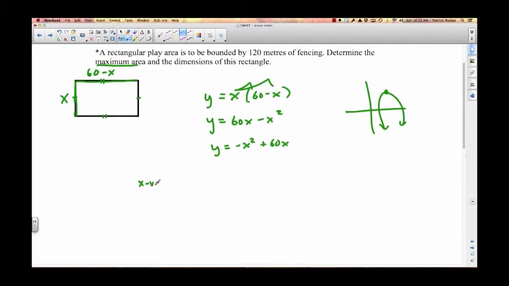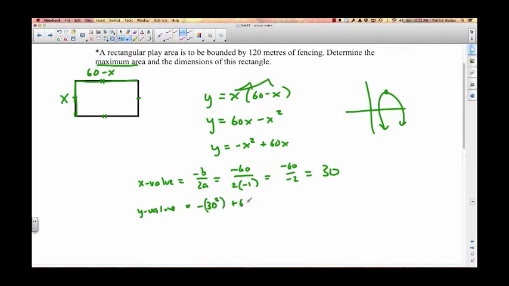So the x value of the vertex is equal to negative b over 2a. b is 60, so negative 60 over 2 times, what's the a value? Negative 1. So you get negative 60 over negative 2, which equals 30. To get the y value, let's take that 30 and plug it into both these spots. So you get, now be careful, negative 30 squared plus 60 times 30. So 30 squared is 900, and then put the negative on it. So it's negative 900 plus 1800 when you multiply 60 times 30, and if you do that, you get positive 900. So what have we found here?